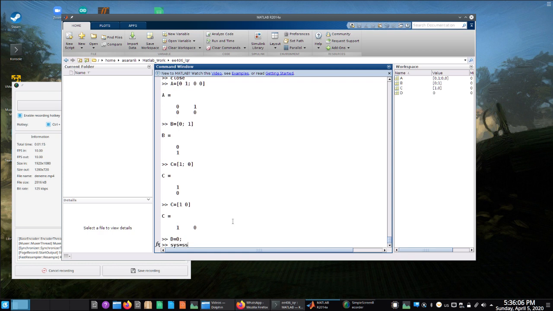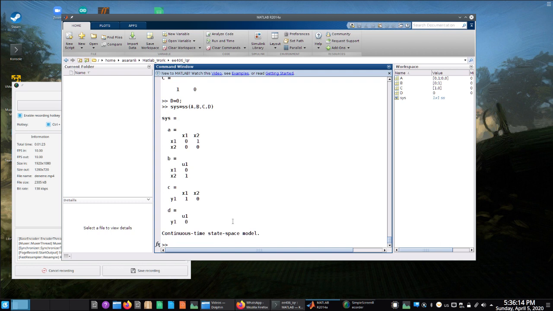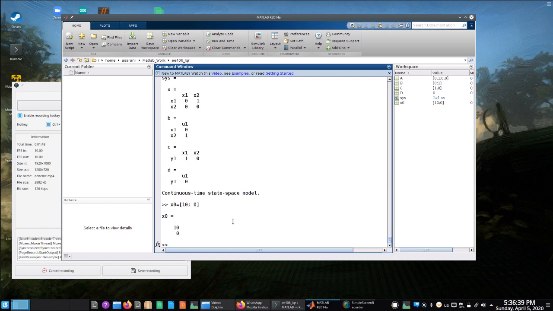System equals state space, the matrices A, B, C, and D. Okay. So Matlab responds by showing us what the system is, the A, B, C, and D matrices. Right? So let's also specify an initial condition. Let's say that x0 is the first state, the position starts at 10, and the second state, which is the velocity, starts at 0. So this is our initial state.